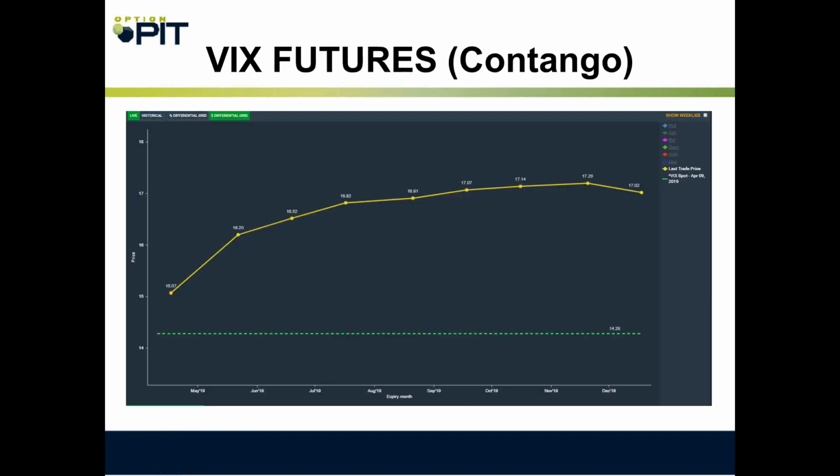So this is a contango. So the green line is the cash index. This is the April future. May is about 16.20. June, July, August, September. You can see it goes out like that. That is how they are structured. This is about 80% of the time, this formation.